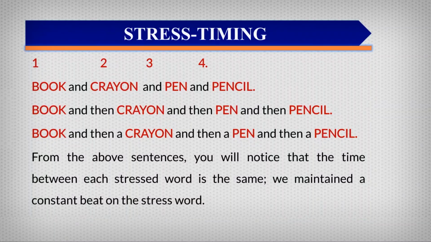Now let's take a look at another example to further explain stress timing. Now our stressed words will be book, crayon, pen, and pencil. Book, crayon, pen, pencil. Now we'll add unstressed words in between the stressed words. Book and crayon and pen and pencil. Now let's go on to add 2 words in between the stressed words. Book and then crayon and then pen and then pencil.